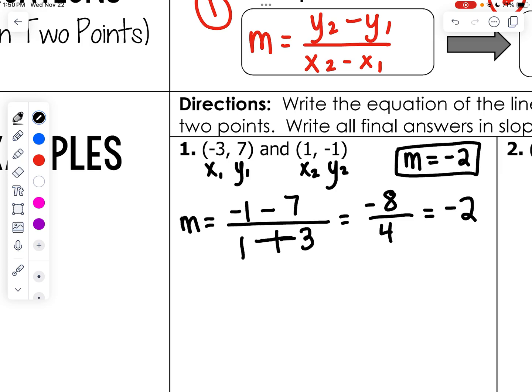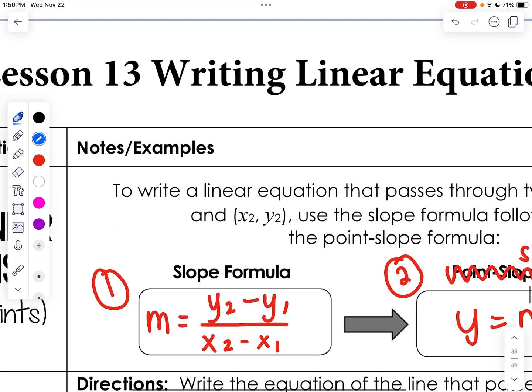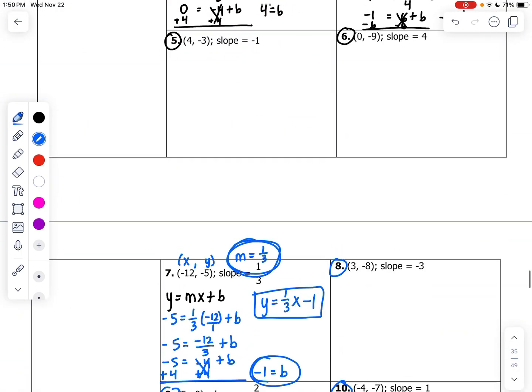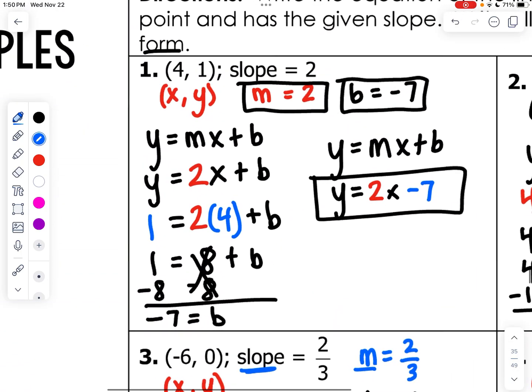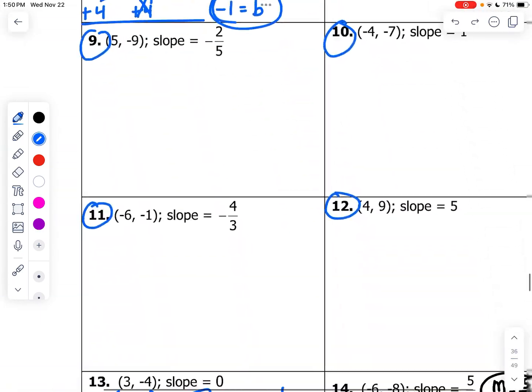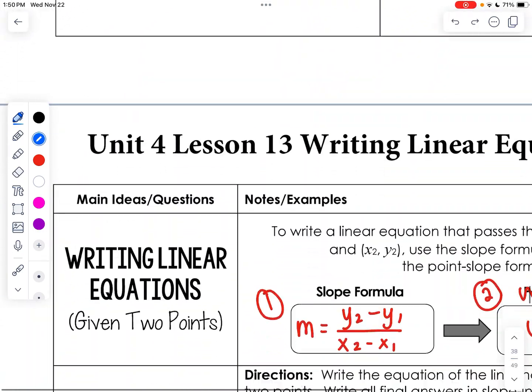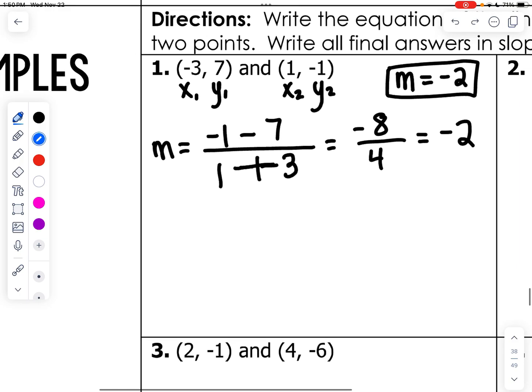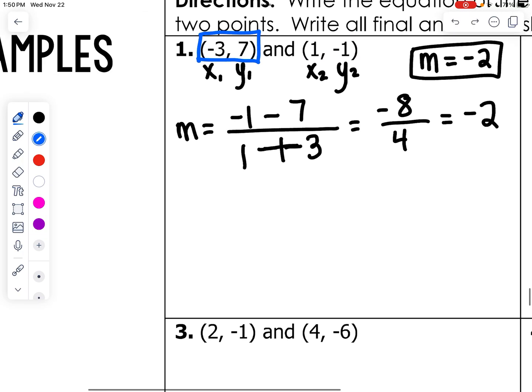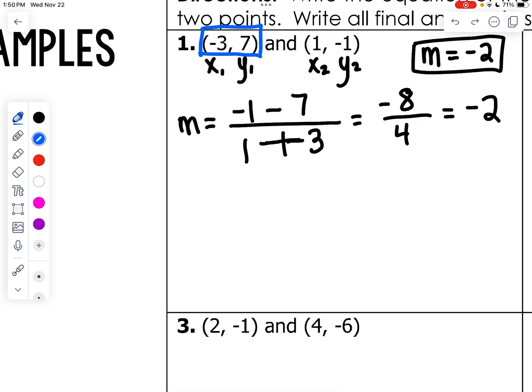Now, here's the thing. Remember up here, in our last lesson, we used a point and a slope, and we found y equals mx plus b. We're going to do the same thing. We just found our slope. Our slope is -2. We're going to choose either one of these points. I'm just going to choose this one. It doesn't matter which one you choose. If you choose the other one, you're going to get the same answer. Isn't that cool? So y equals mx plus b.